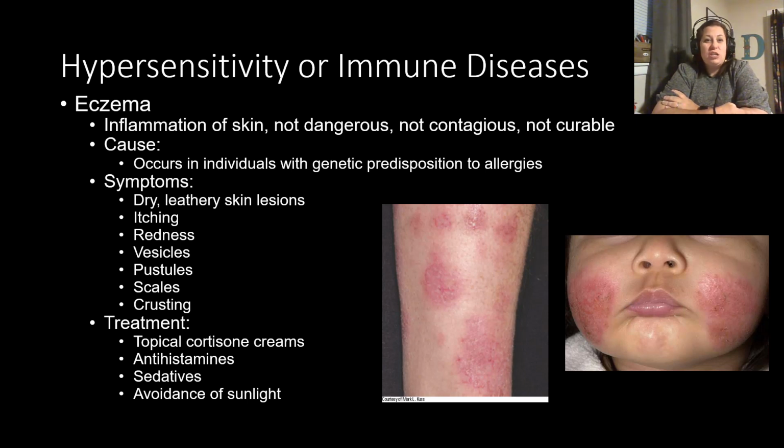They are going to be itchy. They will appear red. They might start to develop vesicles and pustules, especially if they are scratched a lot. Okay, because when you are scratching them with your fingernails, they can embed other things and cause them to get infected. This could also lead to scales and even crusting to occur. Treatment is topical cortisone creams, a type of steroid cream. We may also use antihistamines, sedatives, and that's to make sure that they don't itch, especially in kids, and then avoidance of sunlight because sunlight tends to make eczema worse.